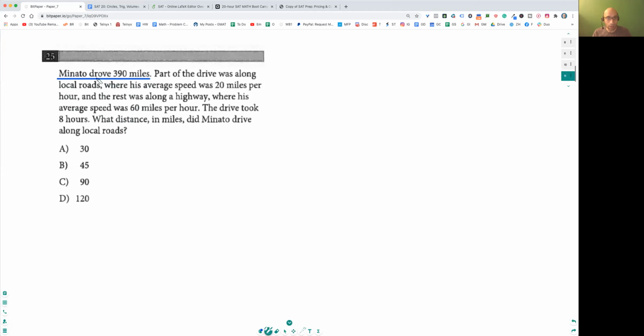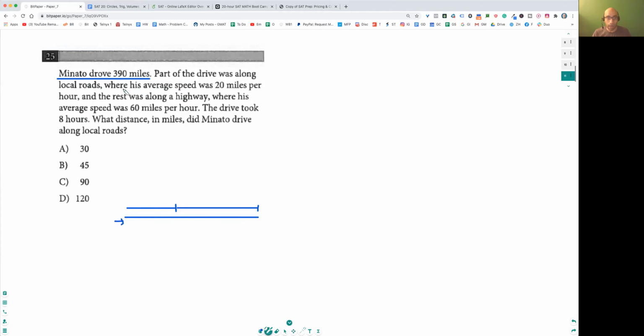So Minato drove 390 miles. Let's say they start from here and end over here. Part of the drive was along local roads where the average speed was 20 miles per hour. So let's take a local road over here, the start of the road, this much distance. And then the remaining part was on a highway, something like this, as an example.